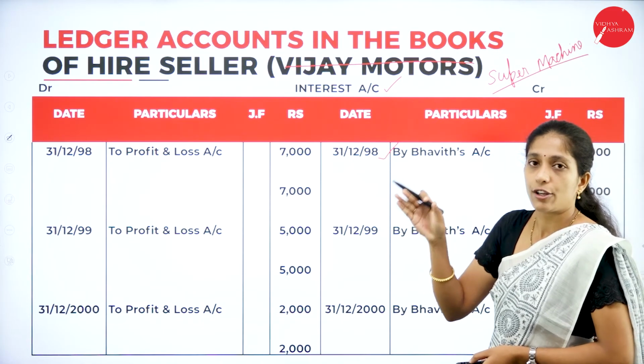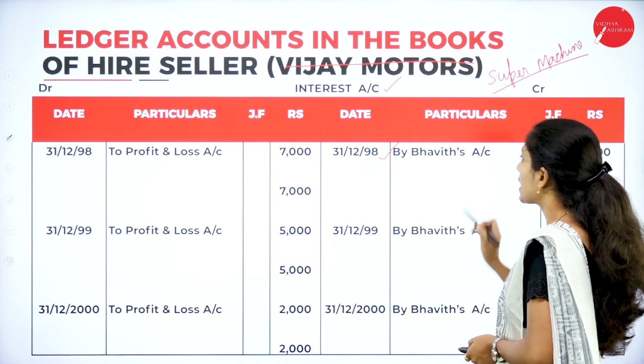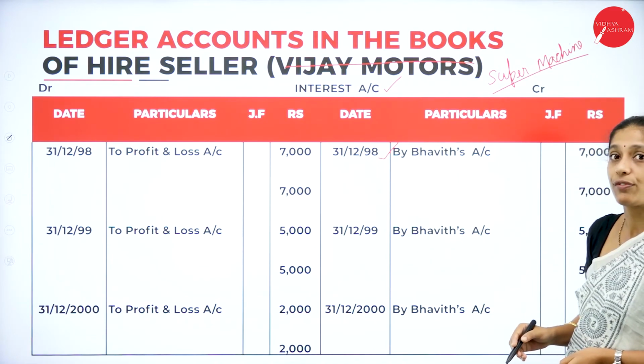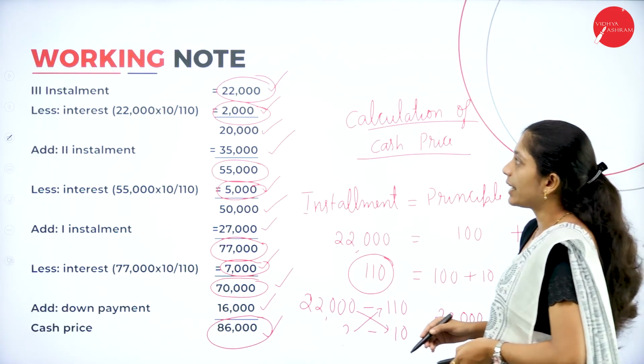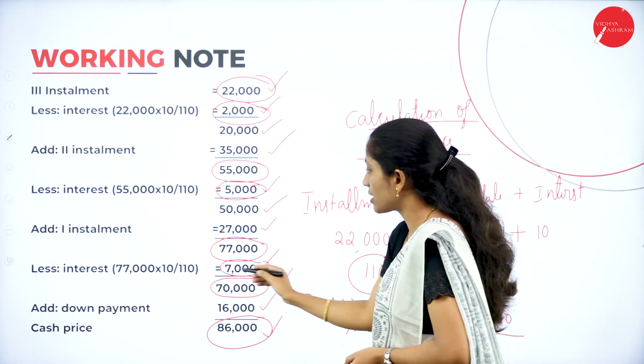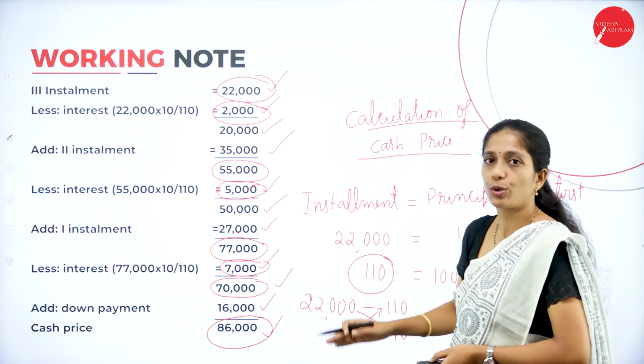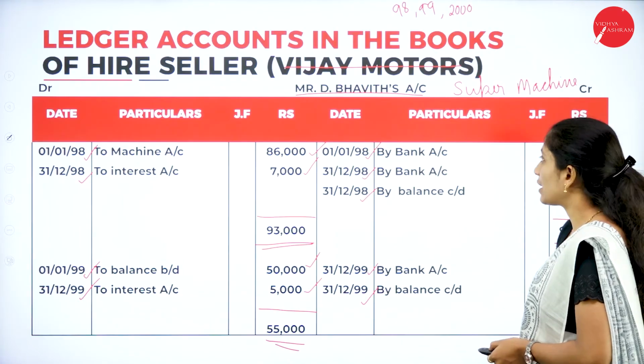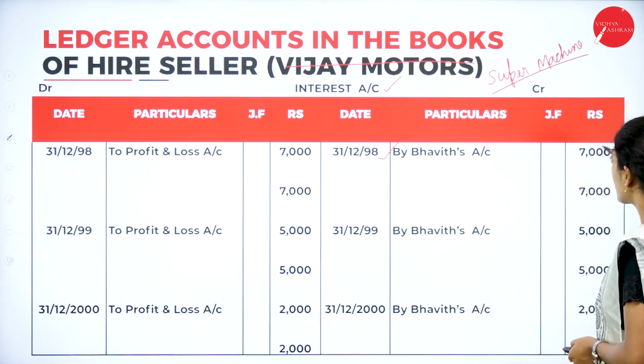Hirer seller's account: debit hire purchaser's account, credit interest account. So who is the hirer purchaser? Bhavit, right? By Bhavit's account. So what is the interest for the first year? Let us see the interest. The interest for the first year is how much? 7,000. So we have to go from downwards, right? So interest for the first year is 7,000. So record that amount, 7,000.